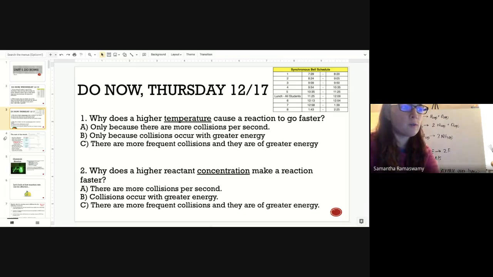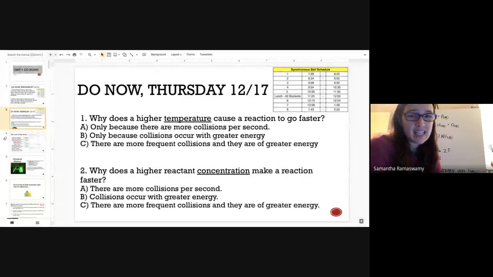For number 1, it says, why does a higher temperature cause a reaction to go faster? The video that you watched in class yesterday was the intro to kinetics, which is simply looking at rates of reactions. So how do we make a reaction go faster? How do we make a reaction go slower? This first question wants to know specifically why a higher temperature causes a reaction to go faster.